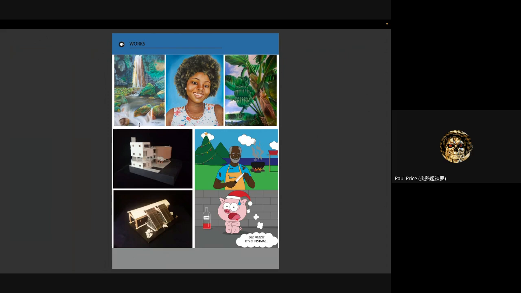These are some of the works I've done. The first one is a painting of a famous waterfall in Saint Lucia. This is oil paint on canvas. The second one is also oil paint on canvas. It's a portrait of a young lady. And the third one is acrylic on canvas. It's a picture of a banana tree.